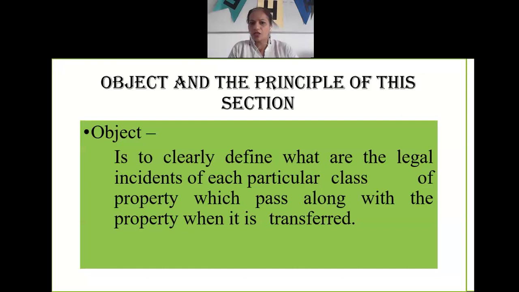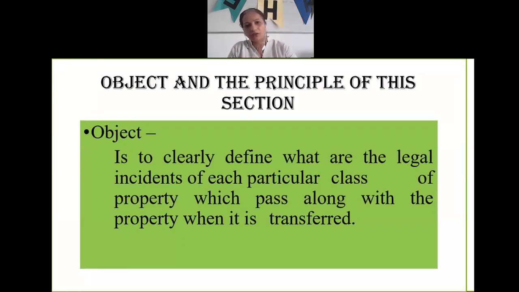Every particular class of property would have its legal incidents. Now what is a particular class of property? The property which we are conveying for the purposes of sale would be one class. The property conveyed for the purposes of mortgage would be another class. The property conveyed for the purposes of gift would be a different class. Apart from that, movable and immovable property would constitute a separate class.